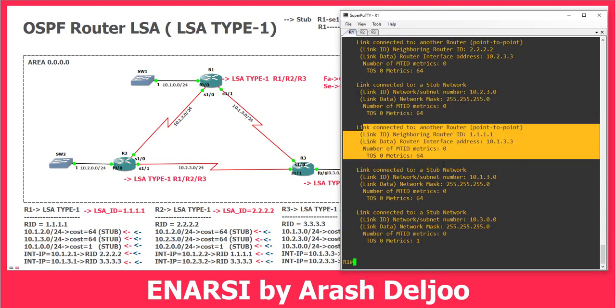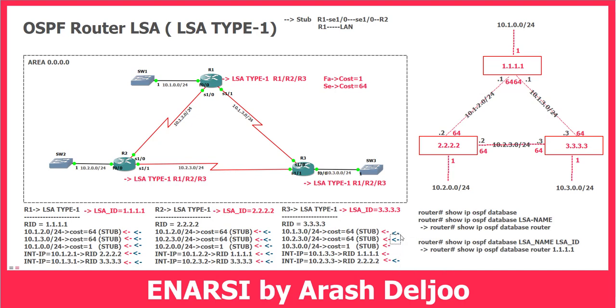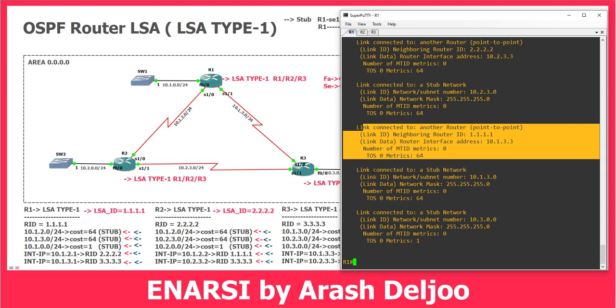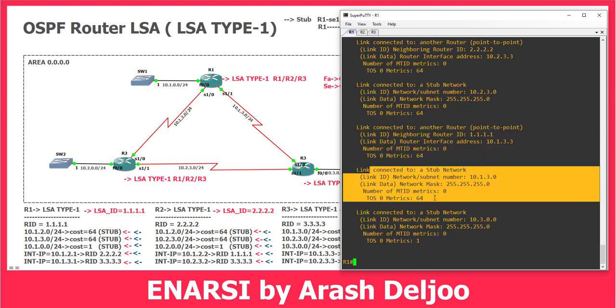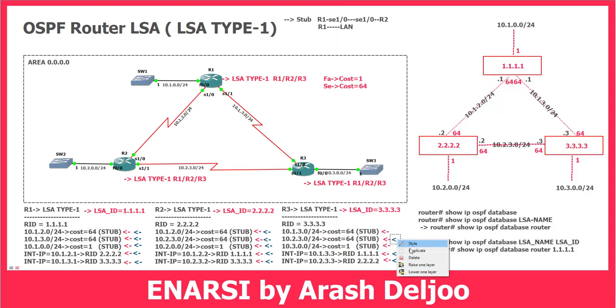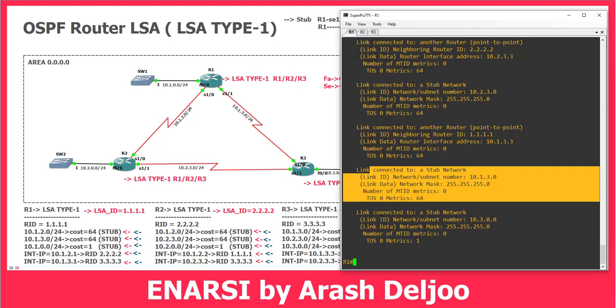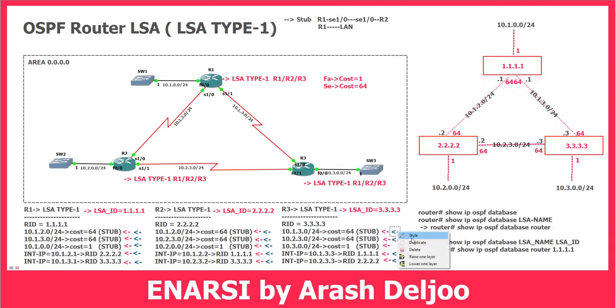Then I have connected with 10.1.3.3 to 1.1.1.1. Let me show you 10.1.3.3 to 1.1.1.1. That's it. And then I have connected to 10.1.30.0/24 with the cost of 64. Here you can see this information. And finally, I have connected to 10.3.0.0/24 with the cost of 1. As you can see, now we know the detail of the LSA type 1.